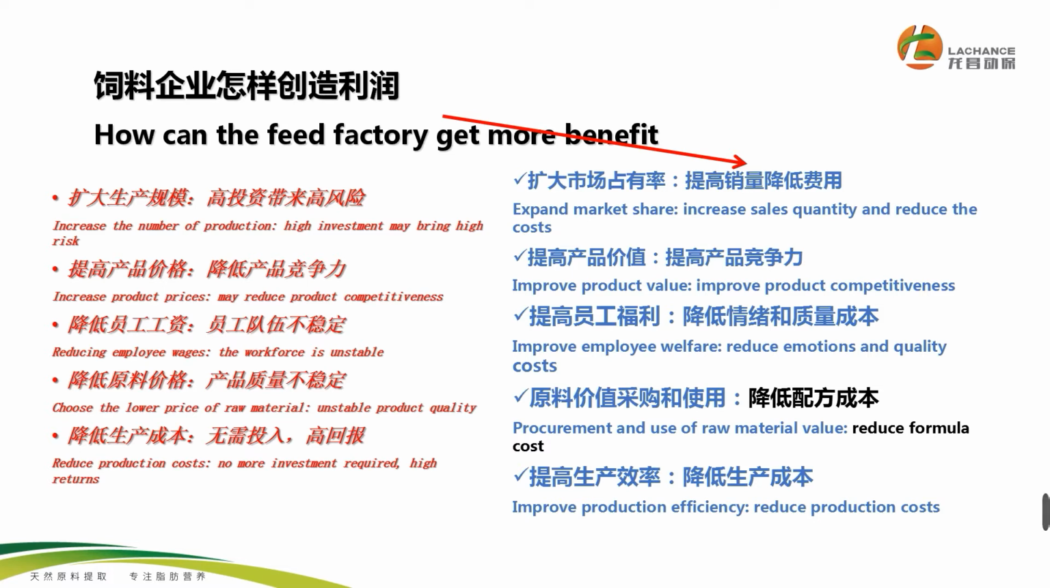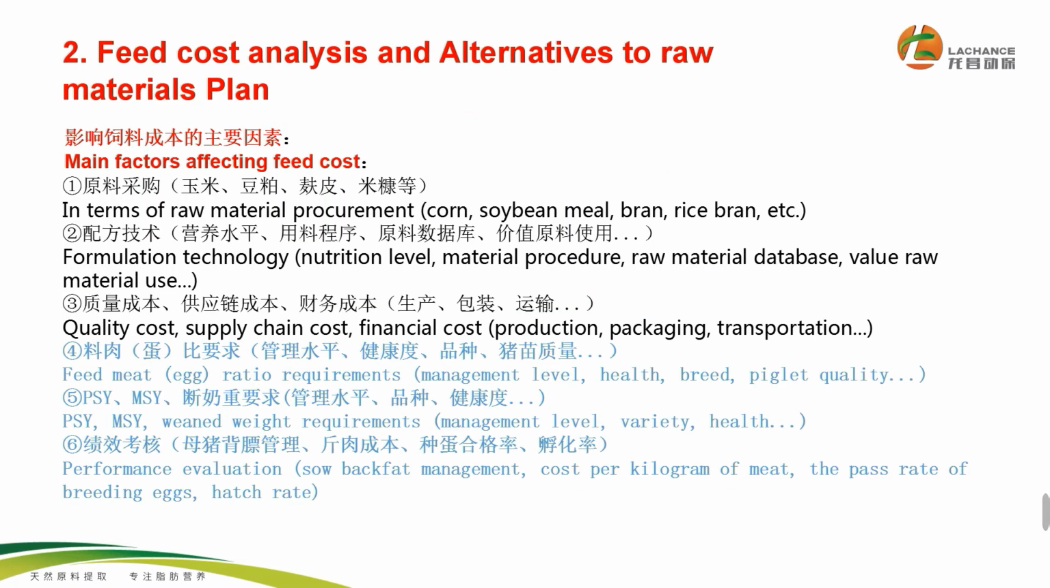The fourth is the procurement and use of raw materials value, reduce the formula cost. And the last one is to improve the production efficiency, reduce the production cost. The second part is the feed cost analysis and alternatives to materials plan. The main factors affecting feed cost.